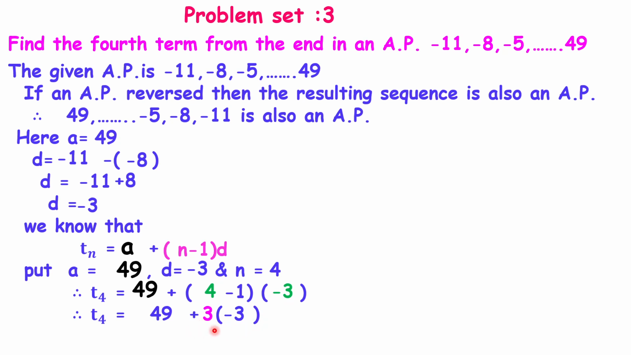Now we have to take multiplication of 3 and negative 3. These two numbers have opposite sign, therefore we know that the multiplication of opposite sign is always negative. Therefore T4 is equal to 49 minus 3 3s are 9. 49 minus 9 is equal to how much? 40. Therefore the fourth term of the reverse AP is 40. That means the fourth term from the end of an AP is 40.